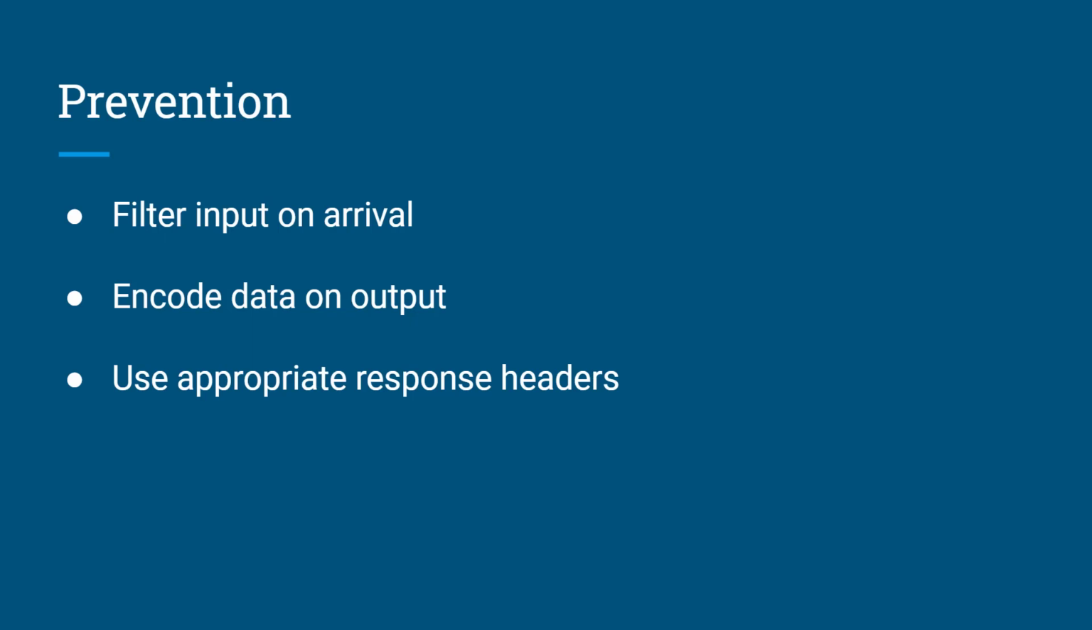The next thing is to encode data on output. That means when we are rendering any data, we are encoding it so that there is no executable code. The last thing is to use appropriate response headers. That means when we are sending data from the server, we will add the appropriate header there.